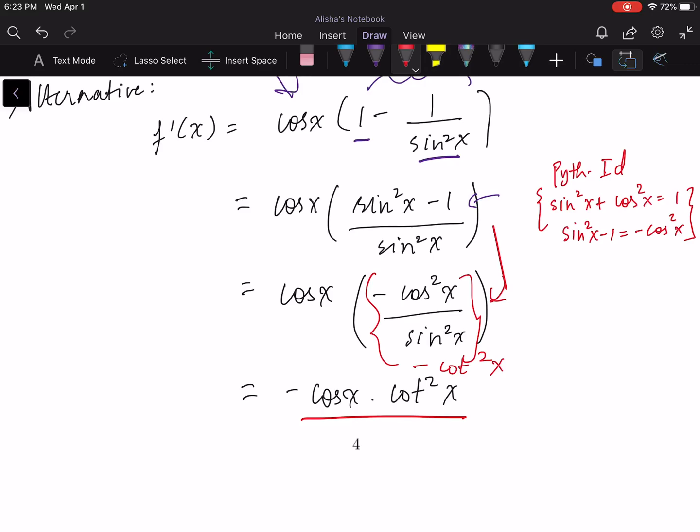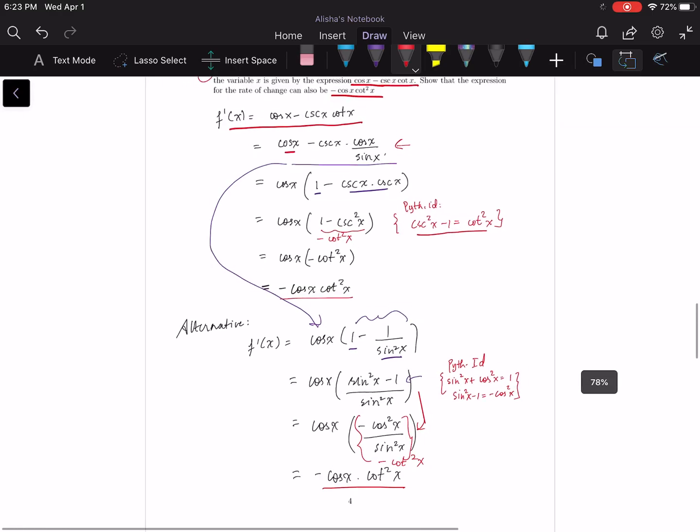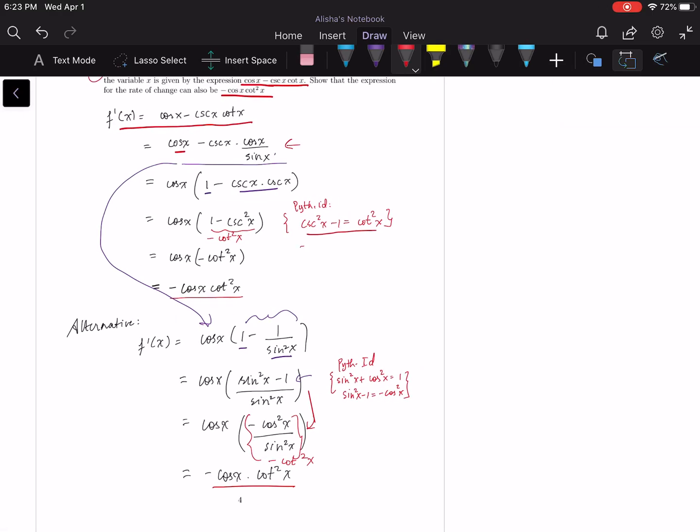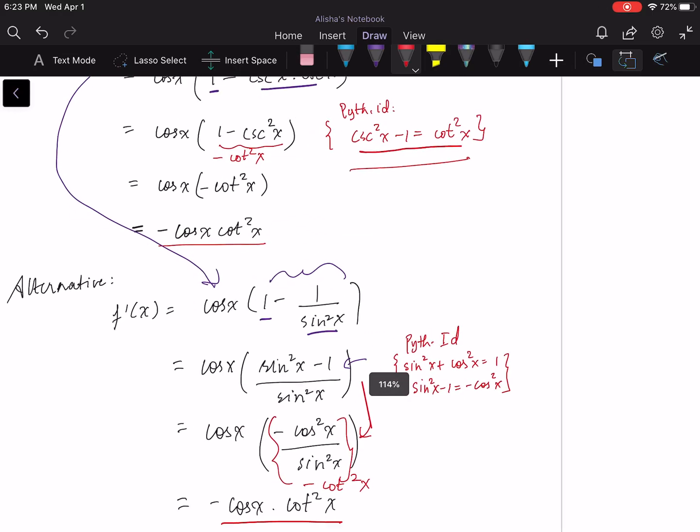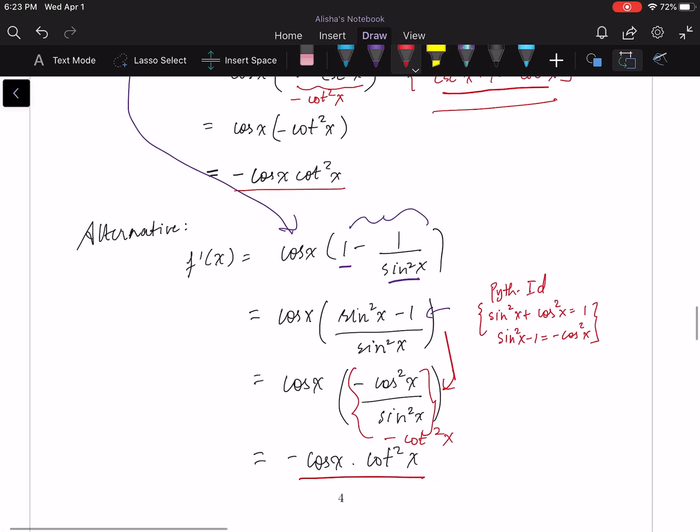So a couple of different ways to do it. Maybe you remember this version of the Pythagorean identity, but if not, you can still make progress with this problem.